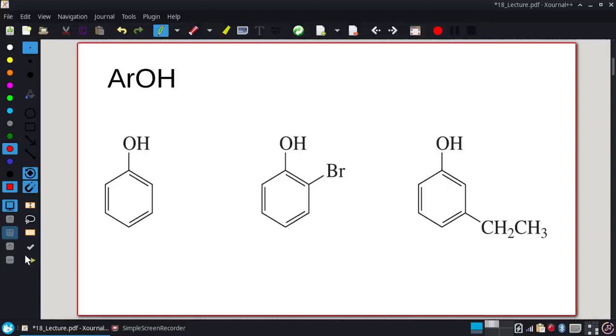And we see this a lot on some of our common names. So the common name here would be phenol, and that's how we end up naming these guys. So by naming it phenol, we define the number one position. So this is 2-bromophenol, and this is 3-ethylphenol.